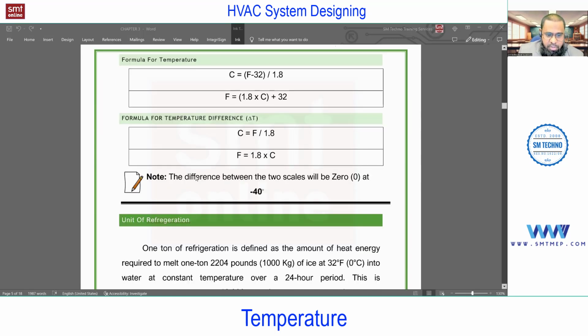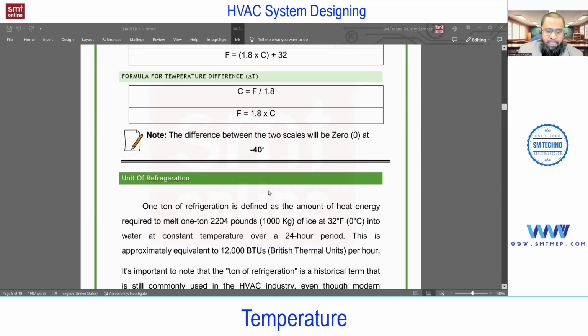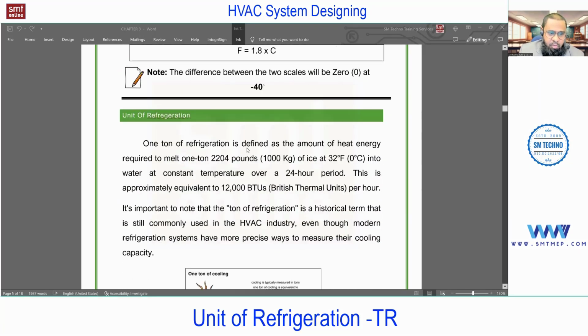Clear online? Next, you see I've given the note also at minus 40, the difference between both the scales will be 0. Next, we have one more very important unit of refrigeration.